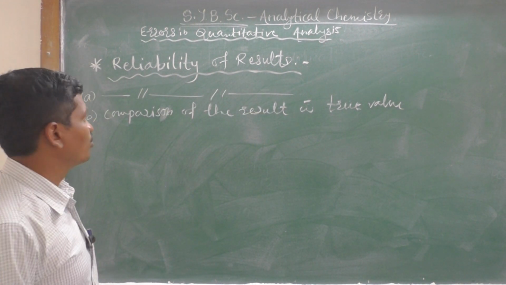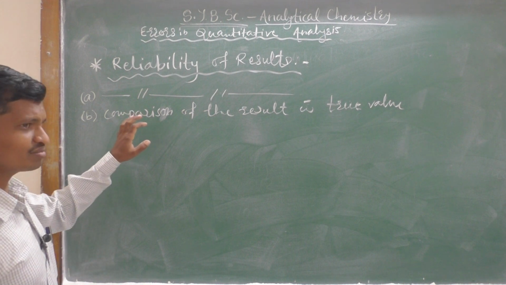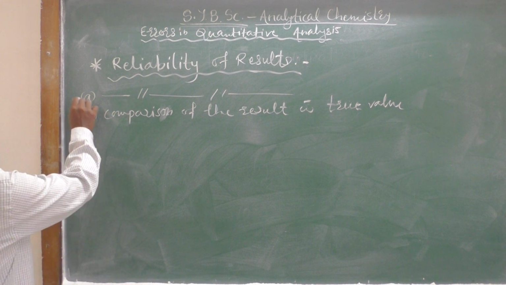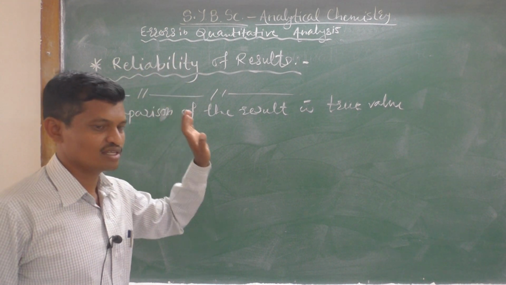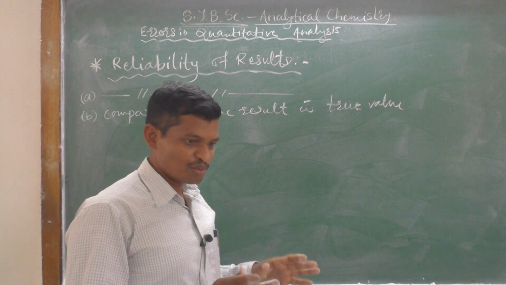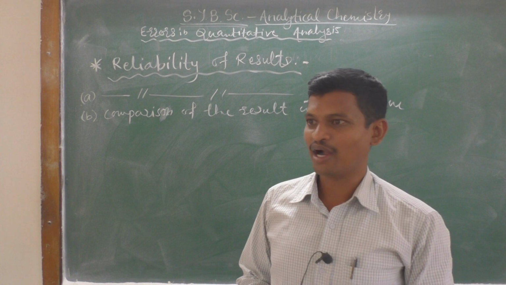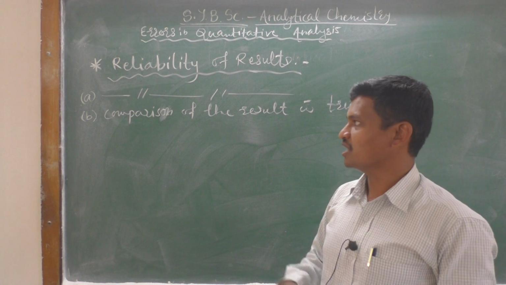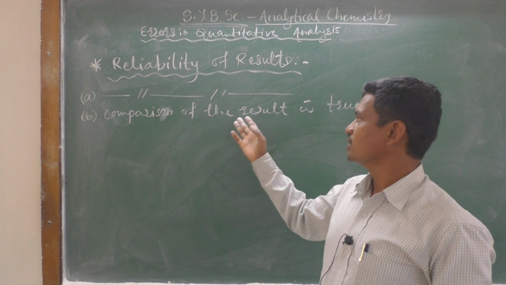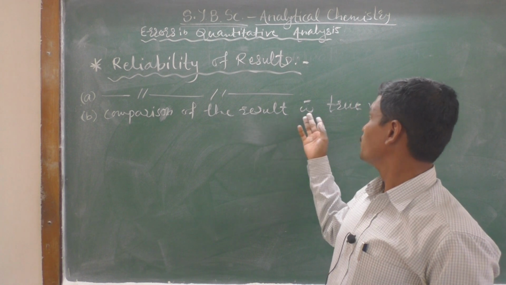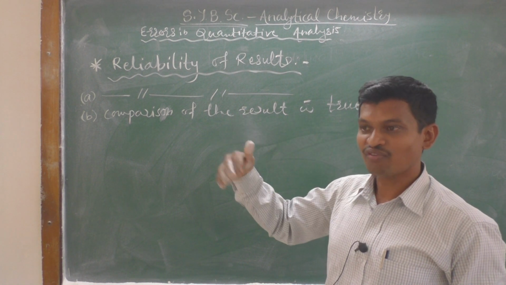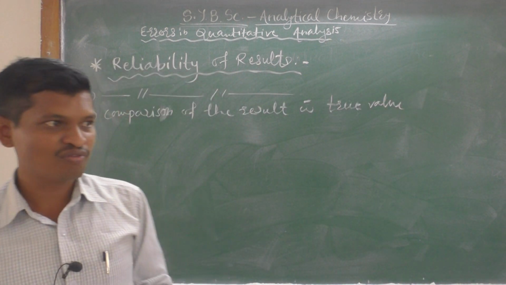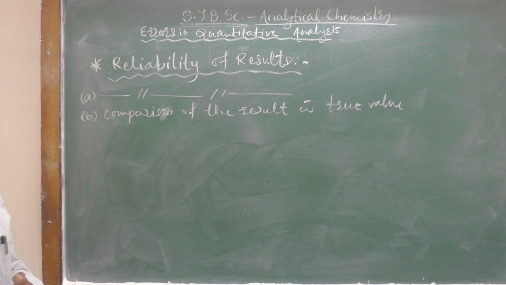Now we are not discussing the second point, that is comparison. We are looking only at the reliability of the result. So analysis of any result can be categorized into two main categories: reliability of the result, that is trustability of the result, and comparison of the result obtained from any analysis with the true value of the result. Okay, so this is the idea of analysis of the result.